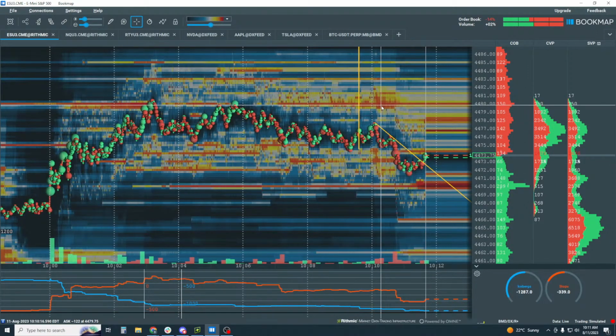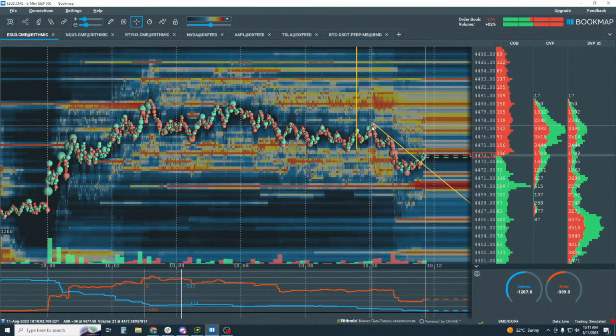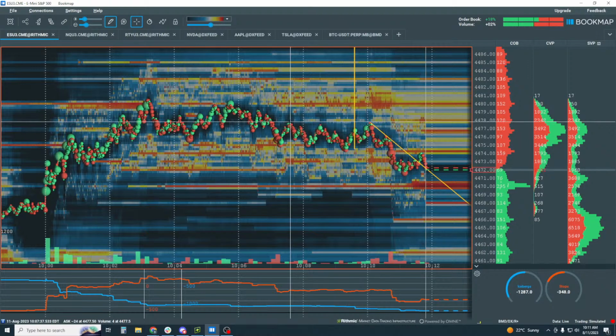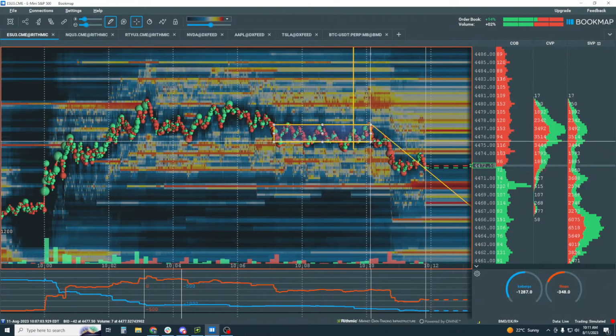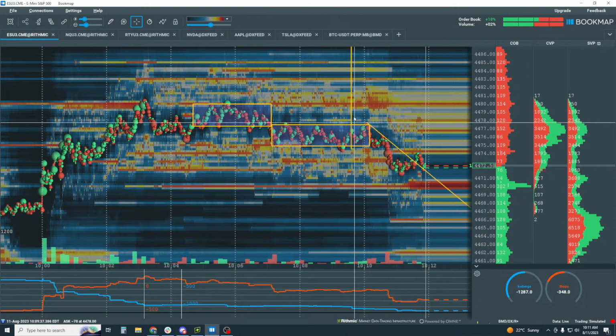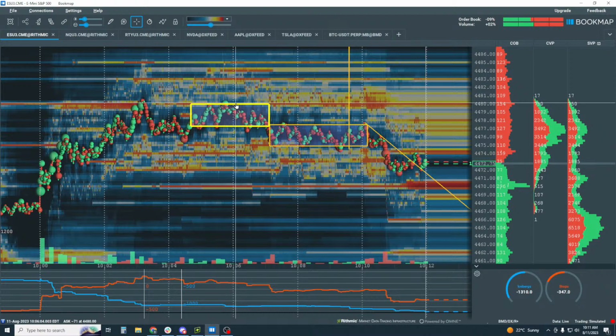And I thought we'd probably get the move up into 80. They needed to clear this point of control here, or just the most traded level, which happens to also be this kind of range in here, right? So there's two ranges in here, as you can see, and we need to break through that and on up into the top of this range up here.